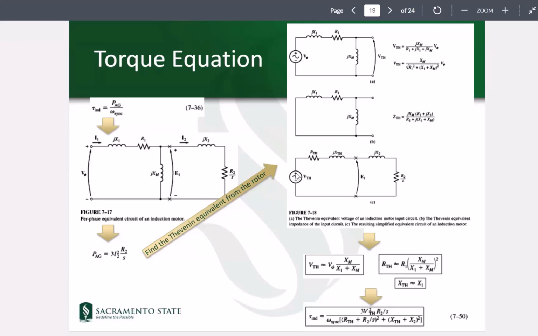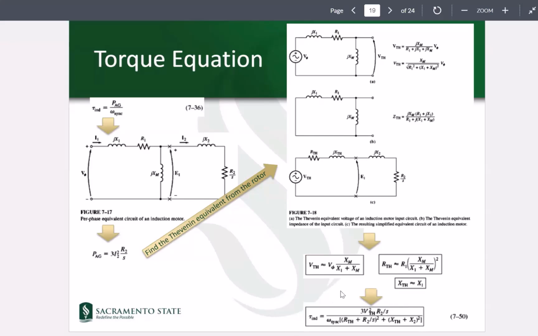You combine V Thevenin, R Thevenin, and X Thevenin, and then connect the R2/S and X2 again. So basically these two circuits are equivalent in the sense that they provide you with the same conditions. When you do the math, V Thevenin would be almost equal to this, your R Thevenin would be almost equal to this, and your X Thevenin would be almost equal to X1. So when you apply these into the torque equation, this is the approximate torque equation that we get.